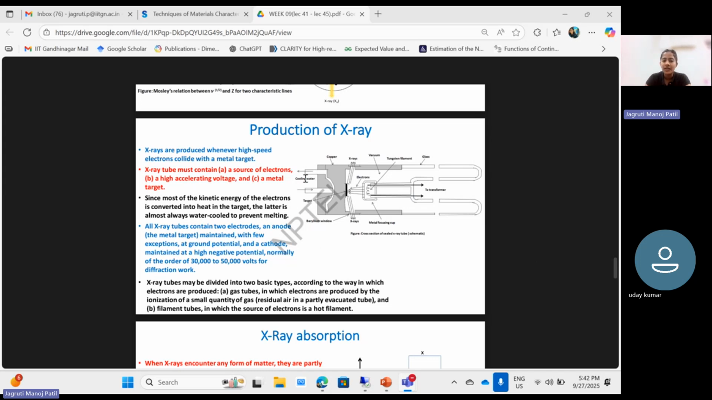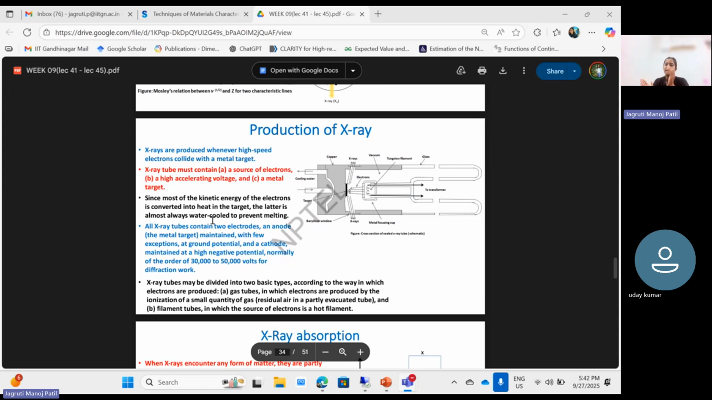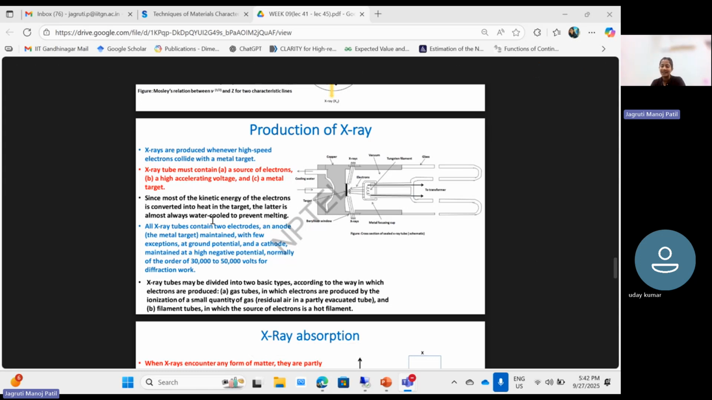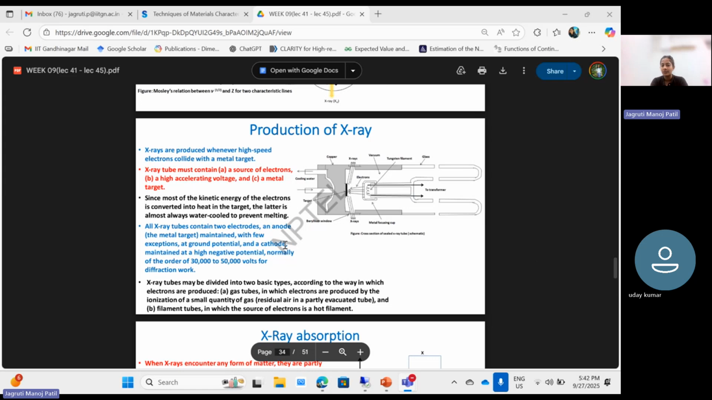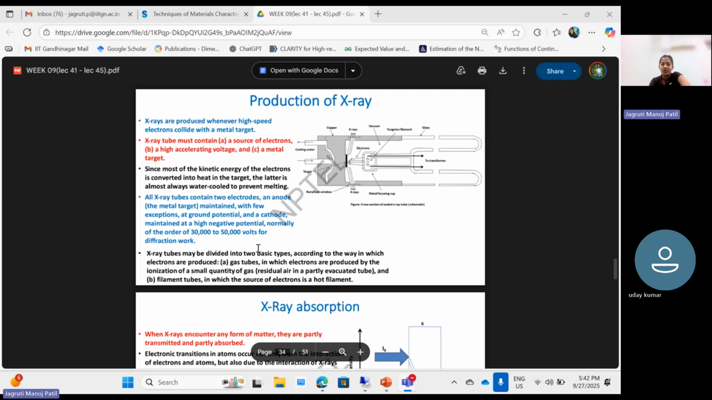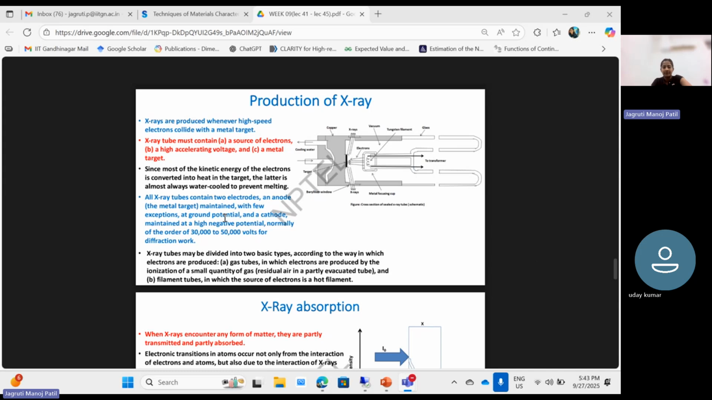Since most of the kinetic energy is converted into heat, the target is almost always water cooled, so that you don't have any melting because it gets so heated. All tubes contain two electrodes, positive and negative, anode and cathode. Both are metals, with few exceptions, one at ground potential and the other at a high negative potential, so that electrons are accelerated and bent, and hence produce those characteristic lines.